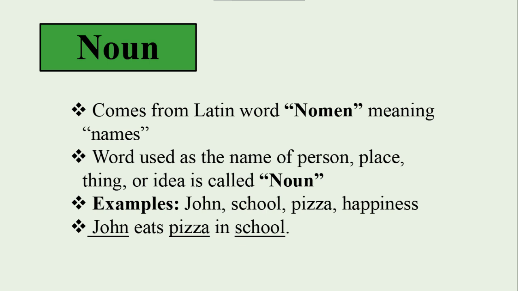So think of easy examples. John, that's a person. School, a place. Pizza, a thing. Or happiness, there's your idea. You can see them working in a basic sentence like, John eats pizza in school. Person, thing, place, all named. Okay, that seems pretty straightforward.